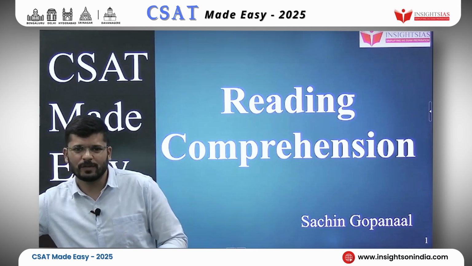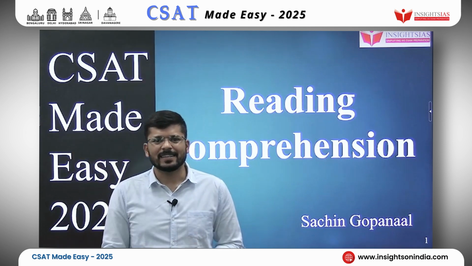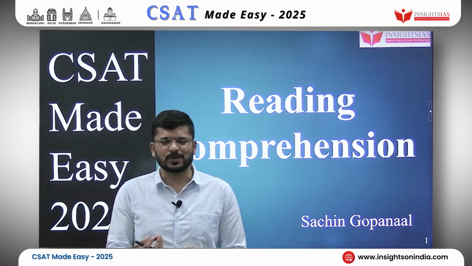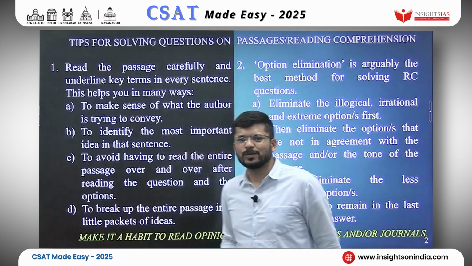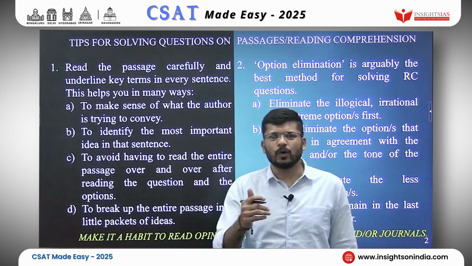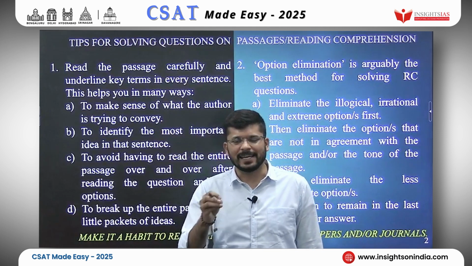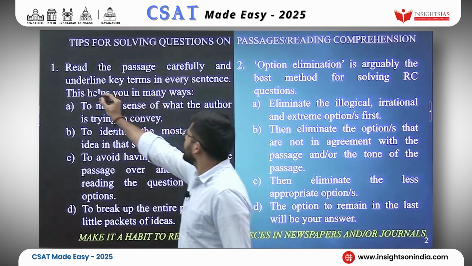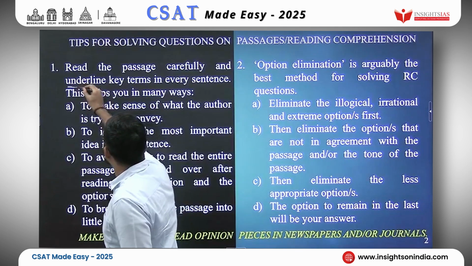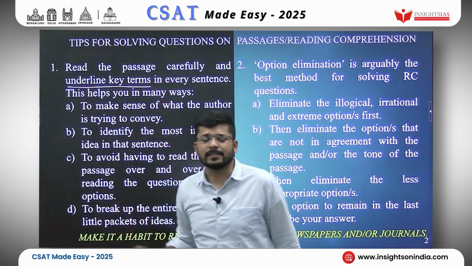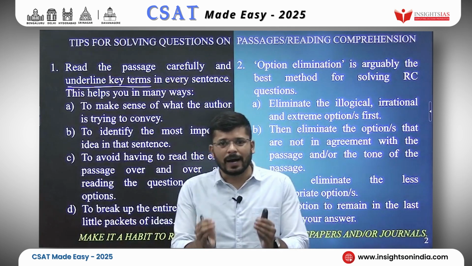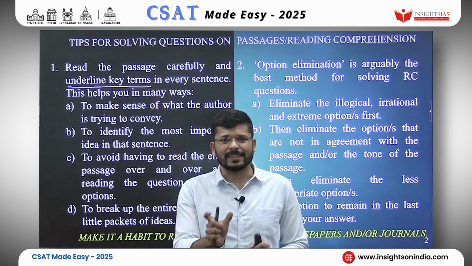Before going to the first question, I will reiterate the two steps that I told you to solve any RC question, any passage question in your CSAT paper. What are those two steps? The first step would be to read the passage carefully and go on underlining key terms in each of the sentences. How does this help us? This helps us in multiple ways. One would be to understand what the author is saying in that sentence.